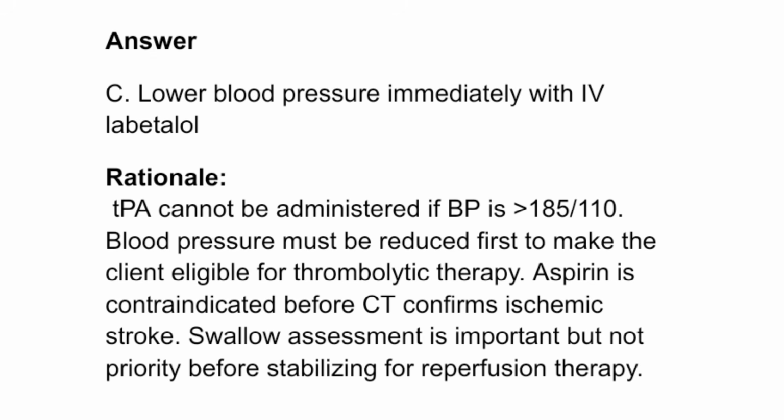Answer. C. Lower blood pressure immediately with IV labetalol. Rationale. tPA cannot be administered if BP is greater than 185/110 mmHg. Blood pressure must be reduced first to make the client eligible for thrombolytic therapy. Aspirin is contraindicated before CT confirms ischemic stroke. Swallow assessment is important, but not priority before stabilizing for reperfusion therapy.